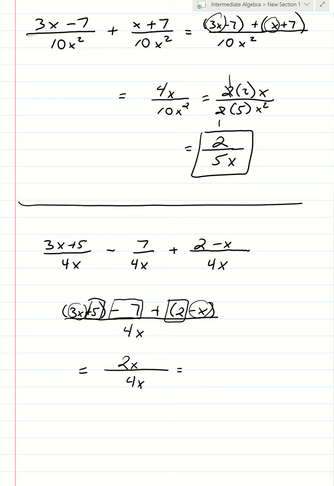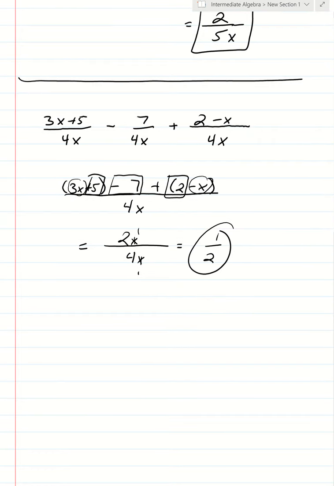Now let's take a look at what we can do to simplify 2x over 4x. Well, the x in the numerator and the x in the denominator will simplify, and 2/4 can always simplify to a half, and that would be your answer for that one.